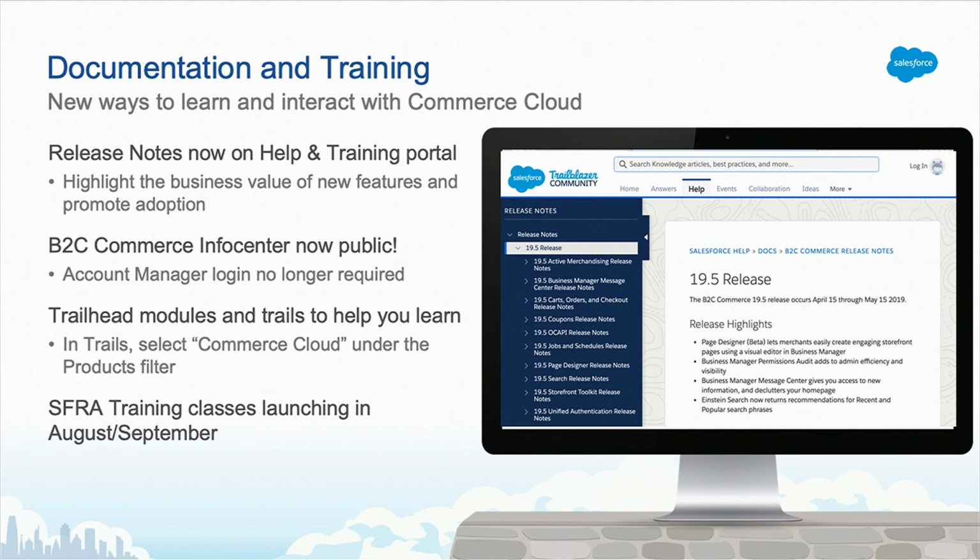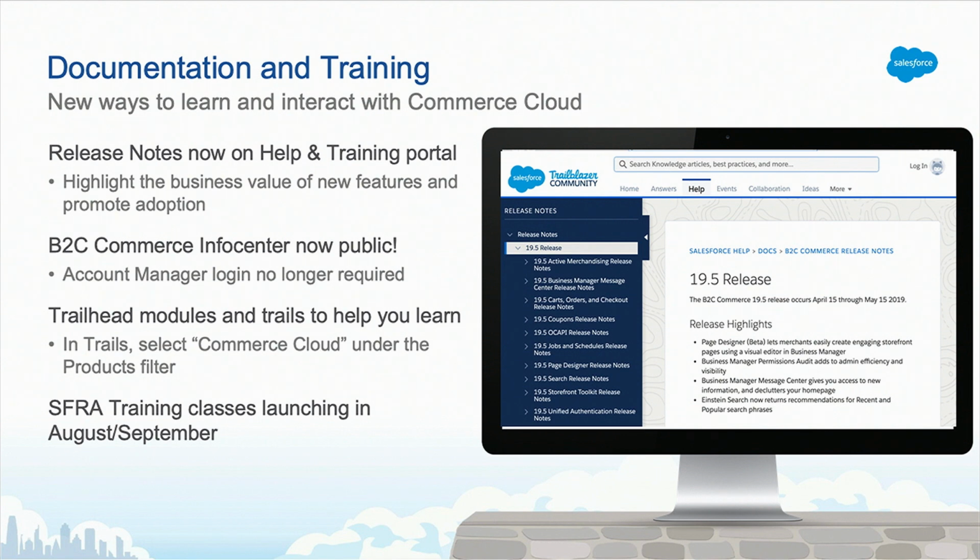Currently, release notes you'd usually have to find through Business Manager or through the Exchange application. But now you can get to them, and the formatting has been updated. There's a lot more information in there that you can get from them. In addition, we've made our B2C Commerce documentation or info center available publicly. Before, you had to have an account manager user to log in and see it. Now you don't need that. Anyone can get in and browse through the documentation for all of Commerce Cloud and what's available.